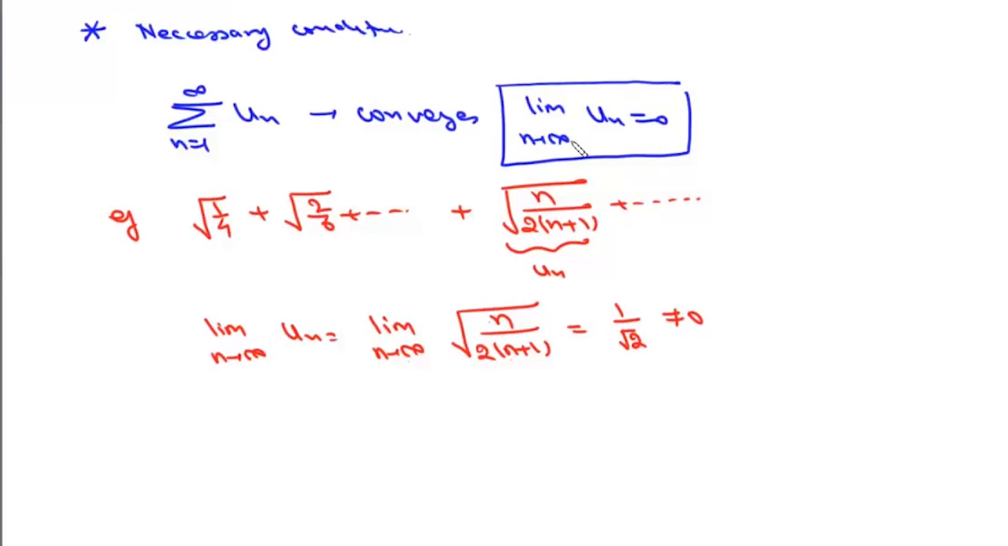And since this limit, n tends to infinity of un equals 0, is a necessary condition, that means this series cannot converge. That is, this series is going to diverge.